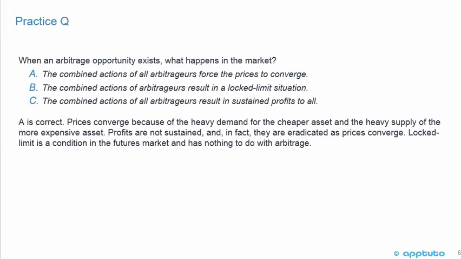Prices converge because of the heavy demand for the cheaper asset and the heavy supply of the more expensive asset. Profits are not sustained. In fact, they are eradicated as prices converge. And locked limit is a condition in the futures market. It has nothing to do with arbitrage. So that was just kind of mumbo jumbo in there, and B meant to confuse you.